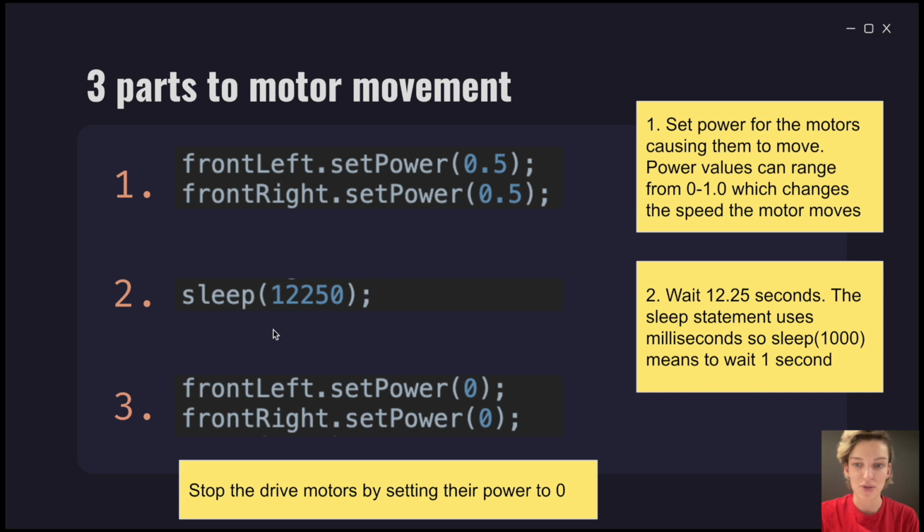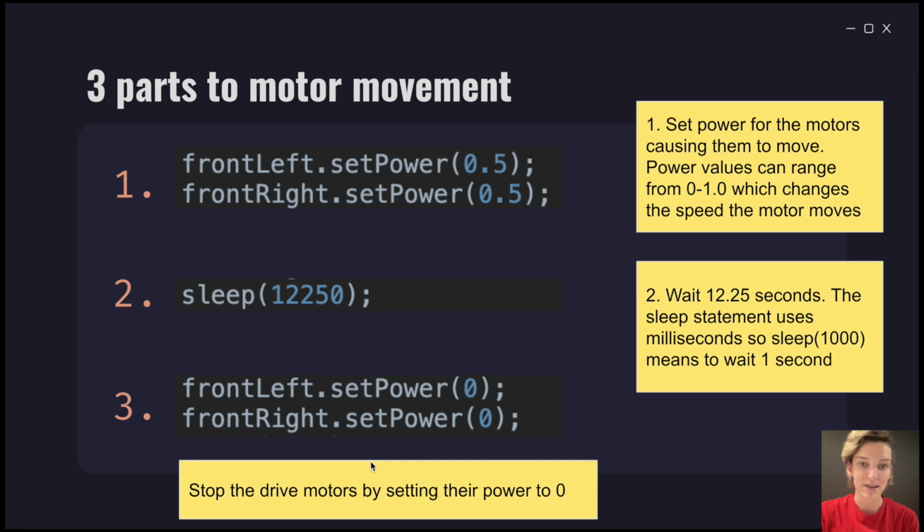The sleep statement uses milliseconds, so sleep 1000 actually means to wait just 1 second. What do you mean by sleep? Well, sleep actually is having the robot wait and not do anything. So these motors are still going to have a power that's on. They're active. These motors are moving, but instead of shutting them off immediately like we do down here, the robot waits. So for this whole 12.25 seconds, the robot is moving forward, as both of these have a nice positive power. And then at the end, we're going to stop the drive motors by setting their power to 0.